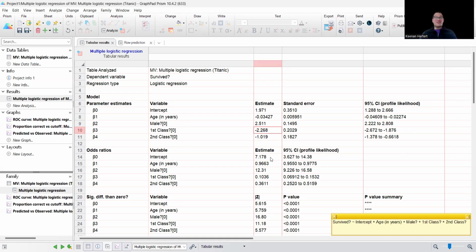For being not first class, you're going to go down in terms of the log odds that you have of making that +1 outcome. And then if you were not second class, same thing. It's a negative, a bad direction basically for what we're seeing.